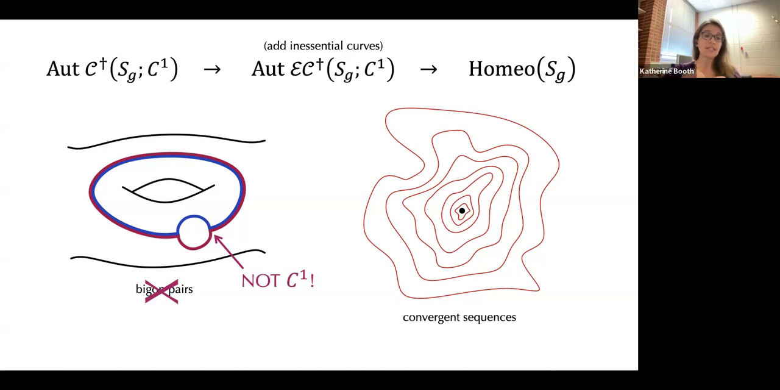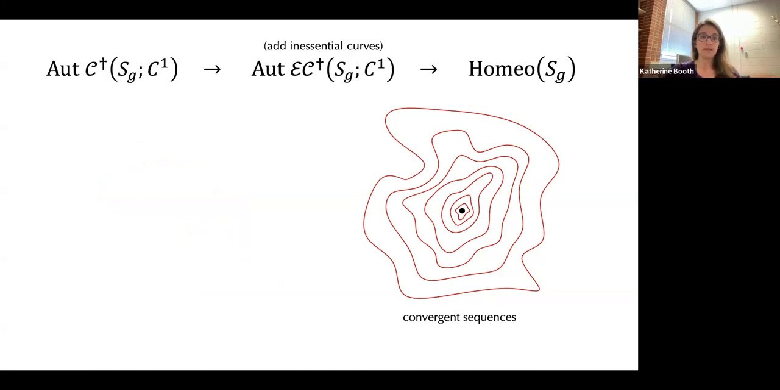The main reason for this is that in the definition of bygone pairs, we have to make a corner somewhere, either with your essential curves or with your inessential curves. Somebody's going to have a corner and not be C1. And so we have to throw this out. But hope is not all lost.